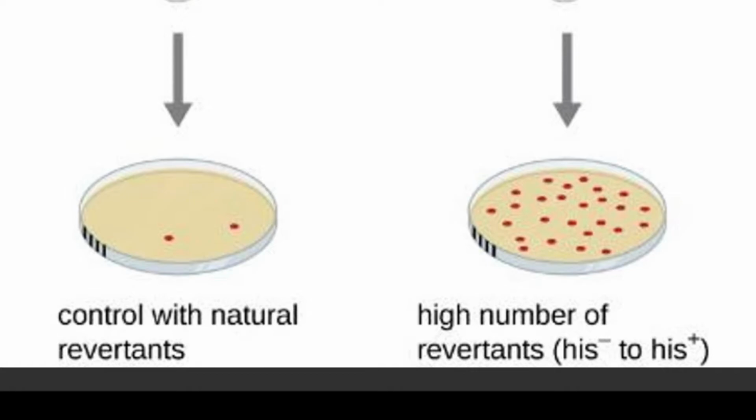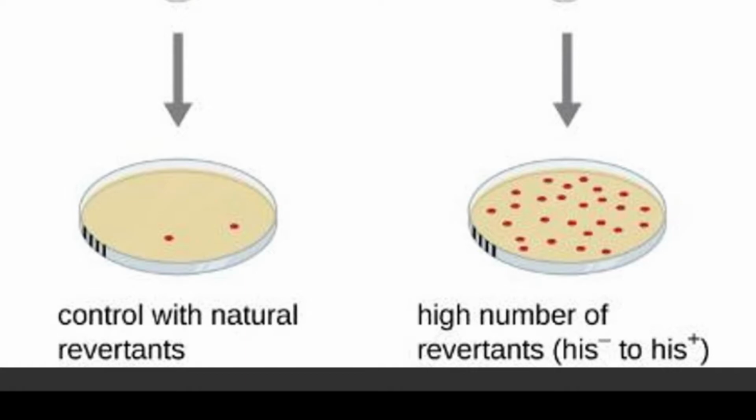So there you grow the bacteria with the rat liver extract and the possible mutagen and put that onto this plate that does not have histidine present in it. And notice you have a much higher number of mutations back to this ability to make your own histidine.